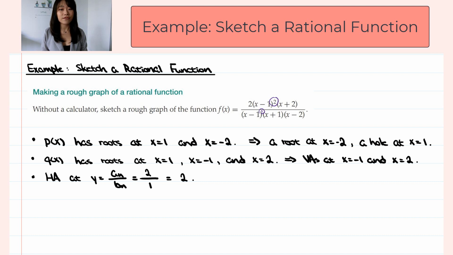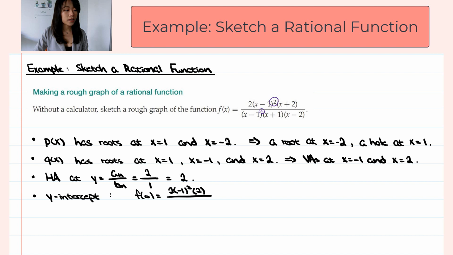What else can we get from this function if we want to sketch it? We can also find its y-intercept. To find the y-intercept, we substitute x equals 0 into the function. We get 2 times -1 squared times 2, divided by -1 times 1 times -2, which equals 2. So the y-intercept is at (0, 2).